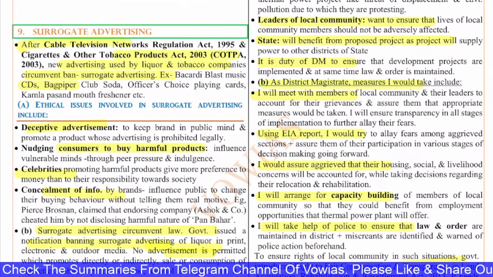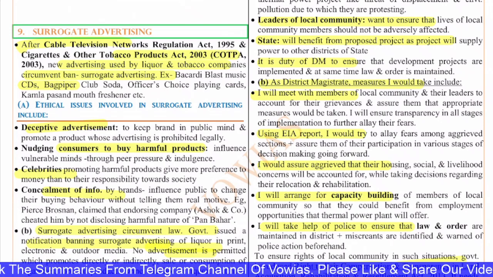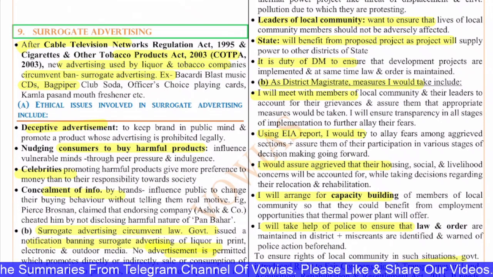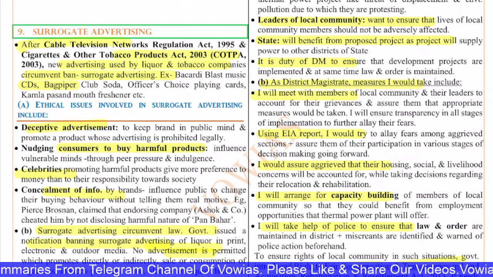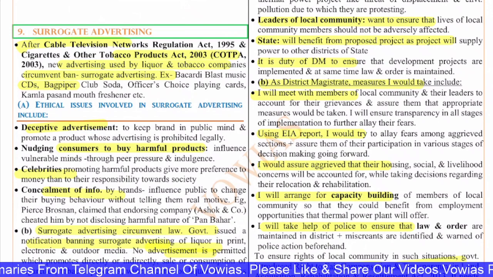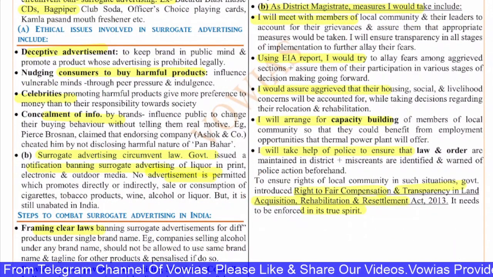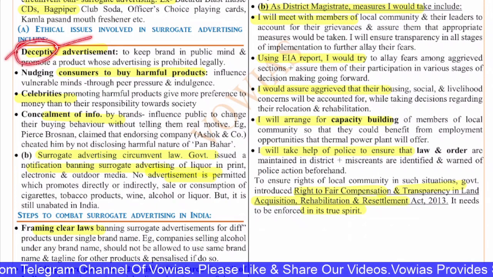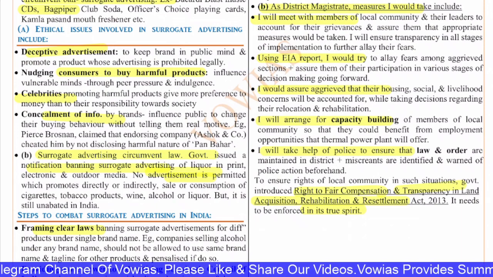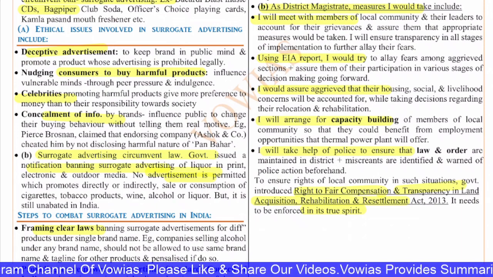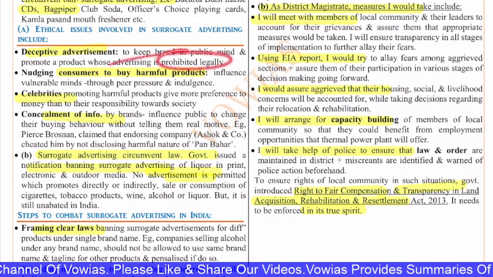So what they are trying to do is creatively build new brands, or creatively enter into other businesses, so that they can market using things like playing cards or soda. In such conditions, there are some ethical issues involved. What are those? First is deceptive advertisement. Though they are not advertising directly, they are deceiving the consumers. This is to keep the brand in the public mind and promote a product whose advertising is prohibited, illegally.